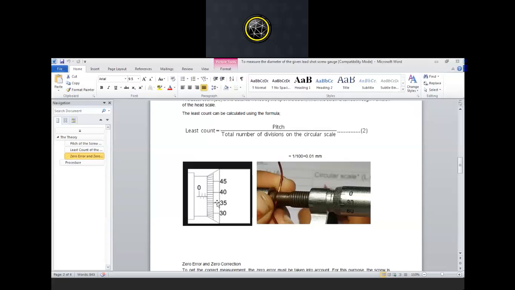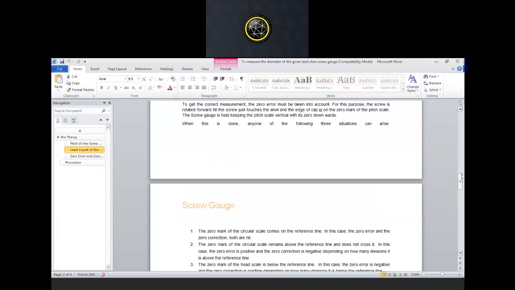Which division has it touched in this image? See, this one is 35, next one 36, 37, 38. 38 number line coincides with the reference line or the linear scale. That means the circular scale reading will be 38. Okay.